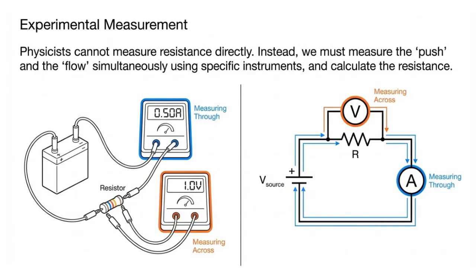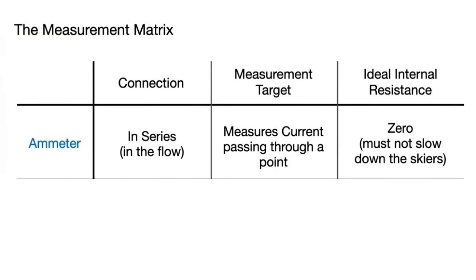Instead, we measure the current flowing through the resistor, which we call the flow, and the voltage across it, or the push. Using an ammeter, we measure the current passing through the resistor, and a voltmeter helps us measure the voltage across the resistor. Once we have these 2 values, we can calculate resistance by dividing the voltage by the current. An ammeter is connected in series, meaning the current flows directly through it, and its job is to measure the current passing through a specific point.